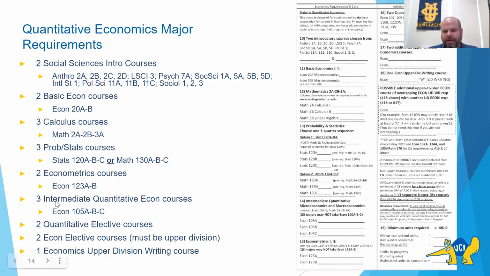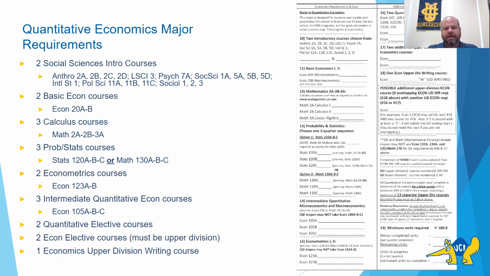And then there is an intermediate economic sequence as well, specifically for the quantitative econ major, and that's econ 105 A, B, and C that's required. And then there's two additional quantitative elective courses, which are up here at the top in area 16 on the degree check over here. And then there's two additional econ elective courses in 17, which can be upper division econ courses. And then every student, which is different from the previous two, has to have an economics upper division writing course, specifically in economics. An example of a course like that would be econ 137W. So the W at the end of that designates that as an upper division writing course.